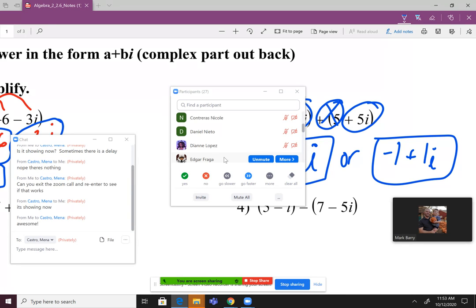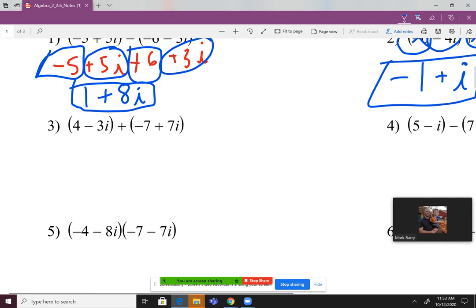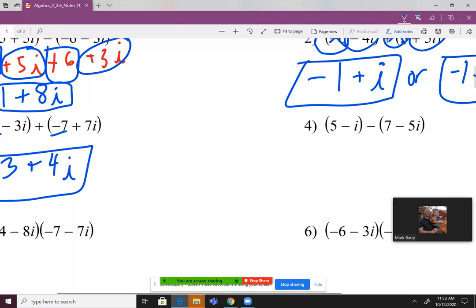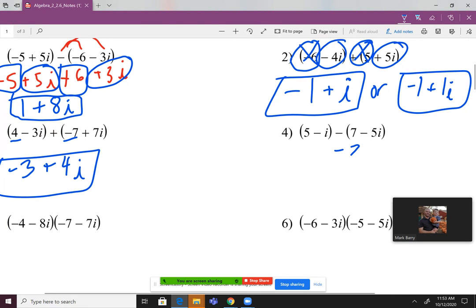All right, so let's go over numbers 3 and 4 here. So number 3, no distributing necessary. So I'm just gonna combine like terms. So these ones make -3, and then the i's, -3 plus 7 gives me +4i, okay? All right, this one here, I need to distribute this negative. So I get negative 7 plus 5i. This one I get 5 minus, and I'm actually going to call this one 1i just to help me out here. So if you're having trouble with that one, just remember it's a 1i.